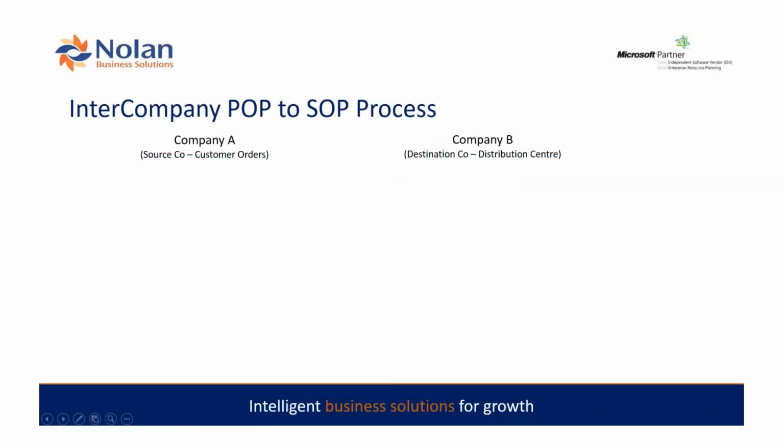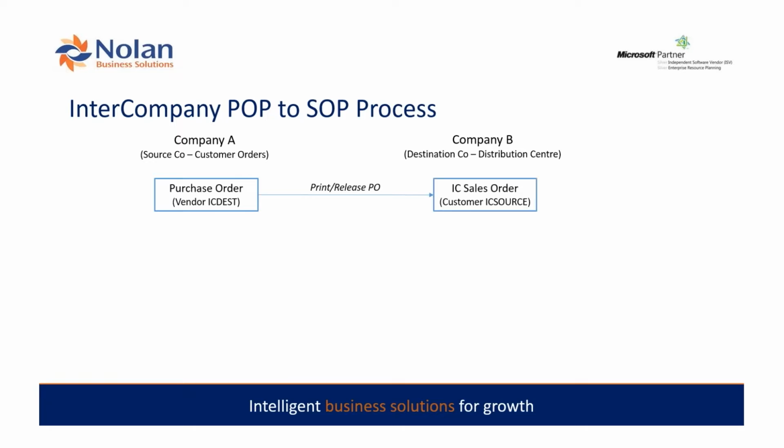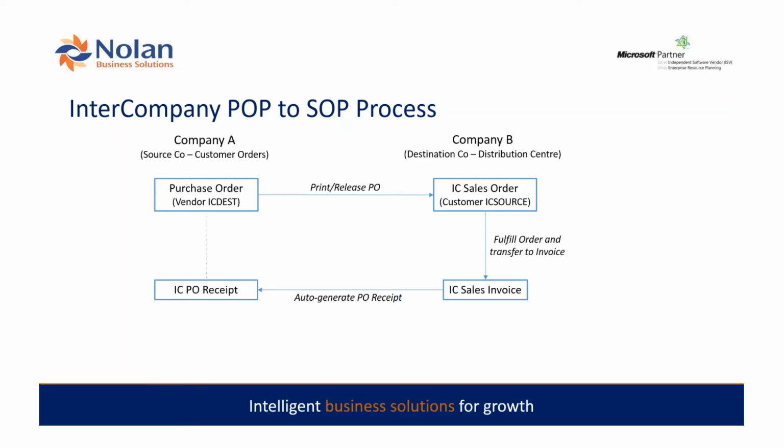Nolan's intercompany POP to SOP is ideal for related companies that need to buy and sell inventory items between GP company databases. First, a purchase order is created and released in Company A, automatically triggering the creation of a sales order in Company B. Once the sales order is transferred to an invoice in Company B, a PO receipt is automatically triggered against our original PO in Company A.